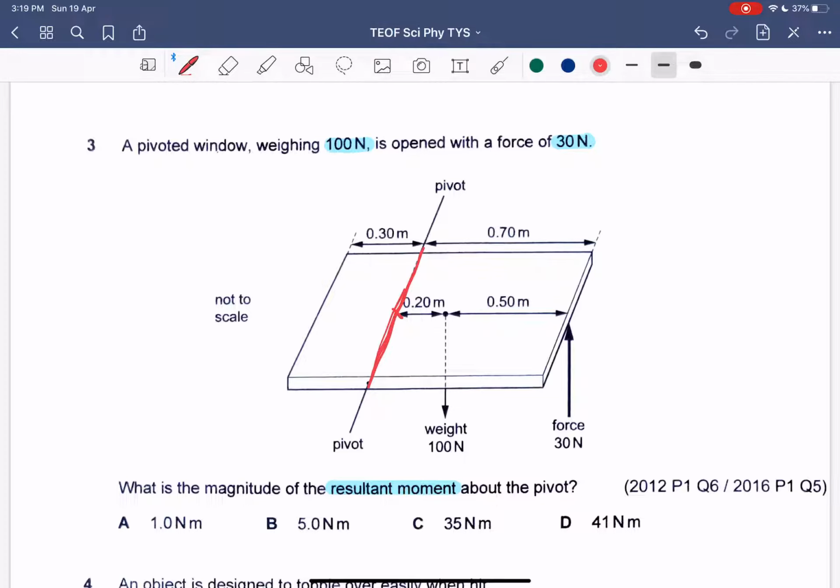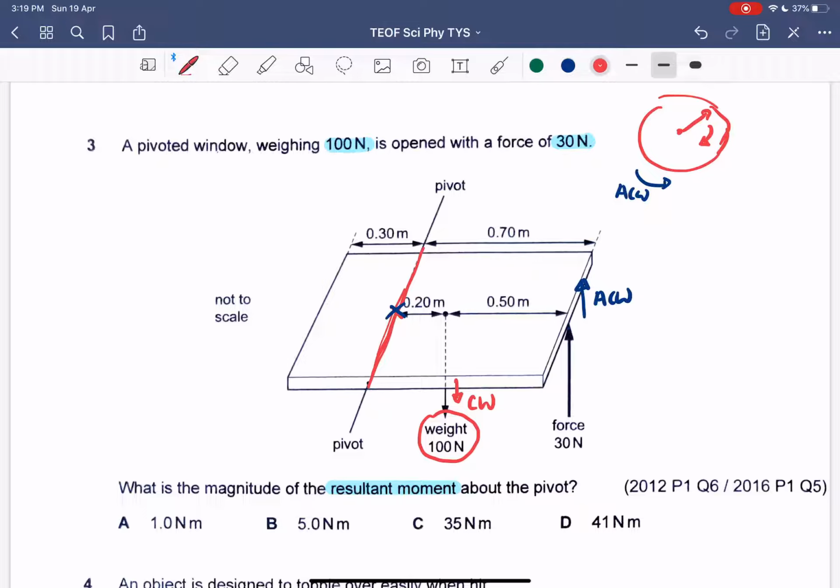This line over here. And here I have two forces at play. Number one is the weight, which is 100 newtons. This weight will cause the window to move downwards this way. This is a clockwise direction, following your clock, as the minute hand moves down. The opposite direction will be called the anti-clockwise direction. So the other force causes the window to move up this way about the pivot, so this will cause an anti-clockwise direction.